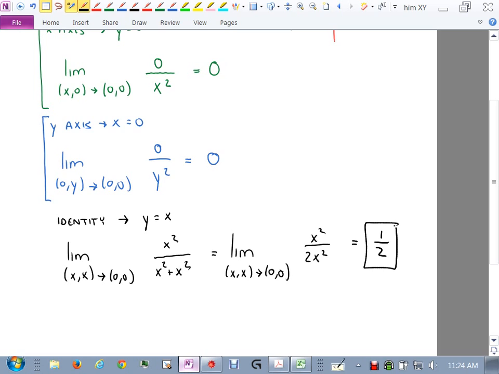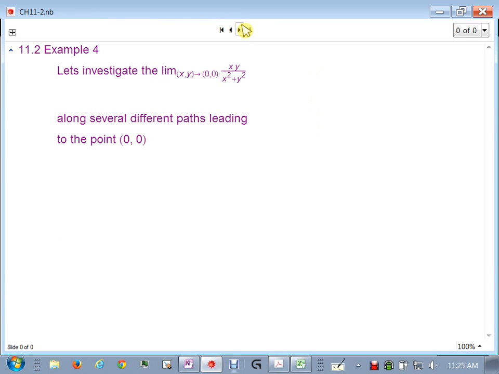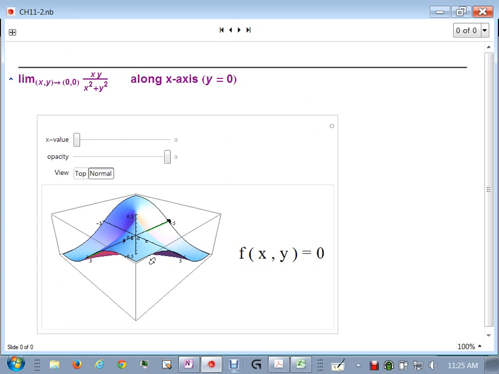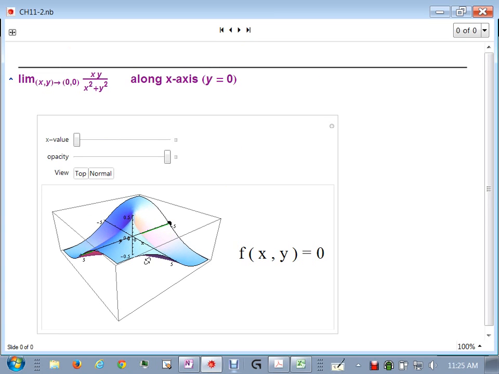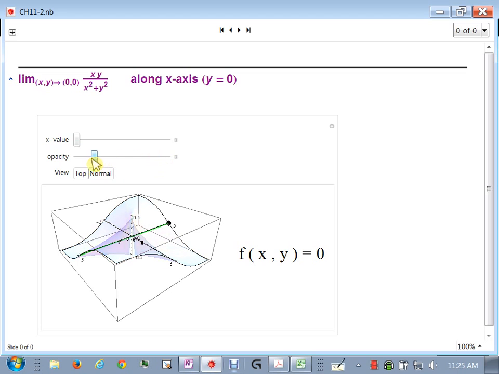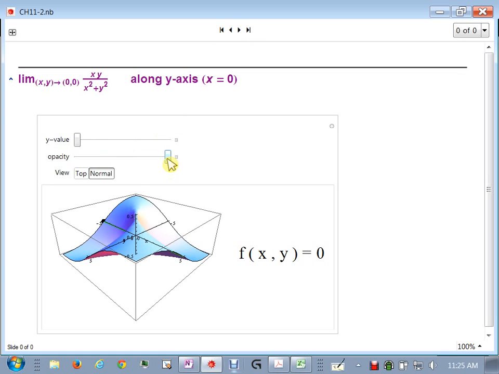These are the standard ones that we use, all right? When we're trying to show limits don't exist, we try the x-axis, we try the y-axis, we try the diagonal, and we hope for a change. Now the graph of this, here's the function. I'm going to pull the function out of here. Along the x-axis, it stayed 0, okay? Pull the function out of here. Along the y-axis, it stayed 0.